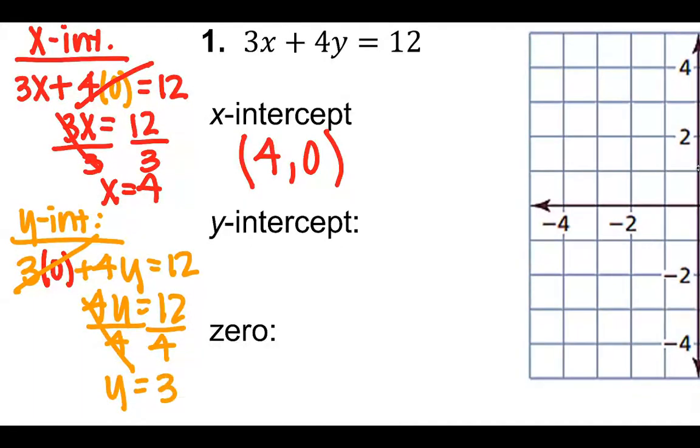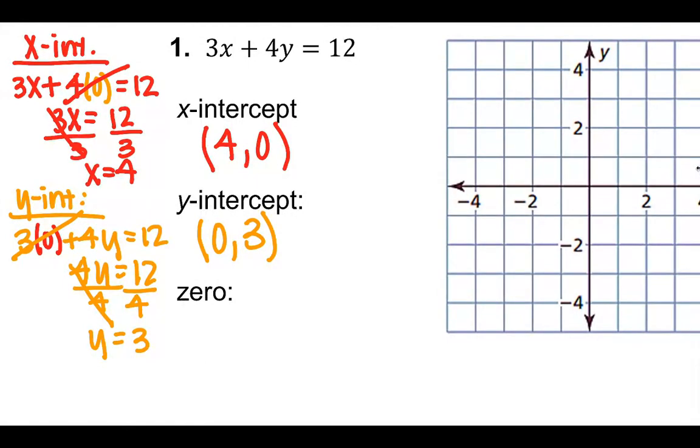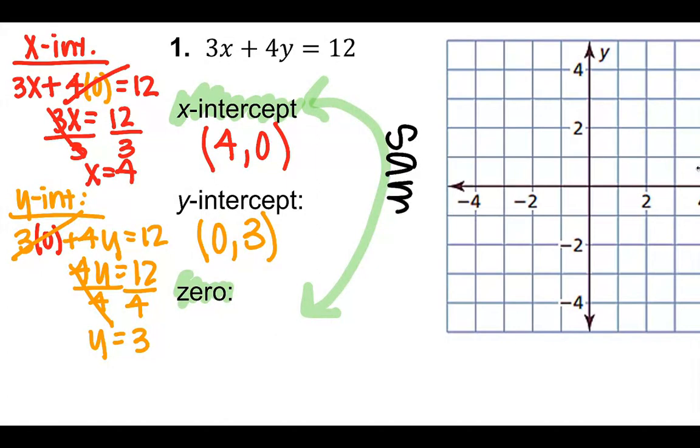Y equals 3, and if I were to put that as a point, it'd be (0, 3), because I'm going up 3 on my y. Then it also asks for the zero. Remember, SOX: solutions, zeros, x-intercept. It means the same thing. Where's it crossing the x-axis? These are the same thing. So the zero would be 4.